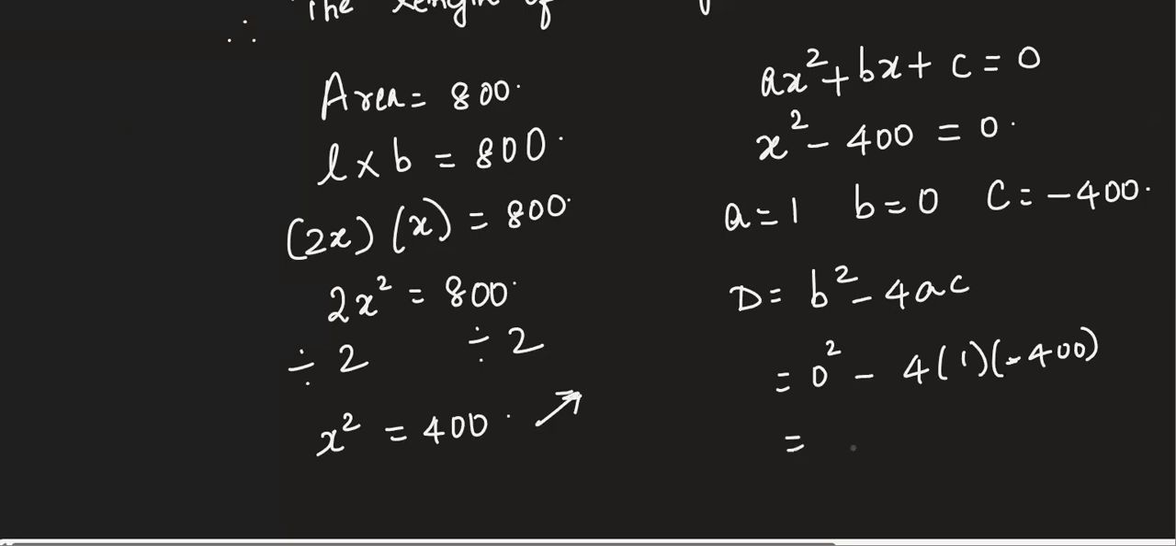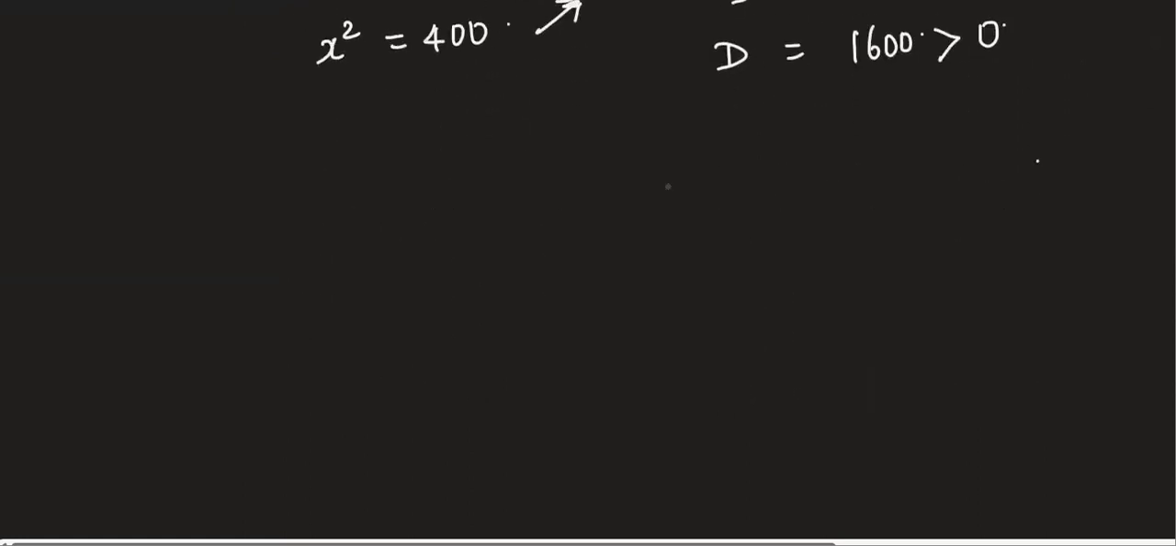So now let's also, 0 squared will be 0 only. So minus 4 into 1 will be minus 4. Minus 4 into minus 400 will be positive 1600. So my final value for D will be 1600. So 1600 is actually greater than 0, which means the roots are real and distinct.